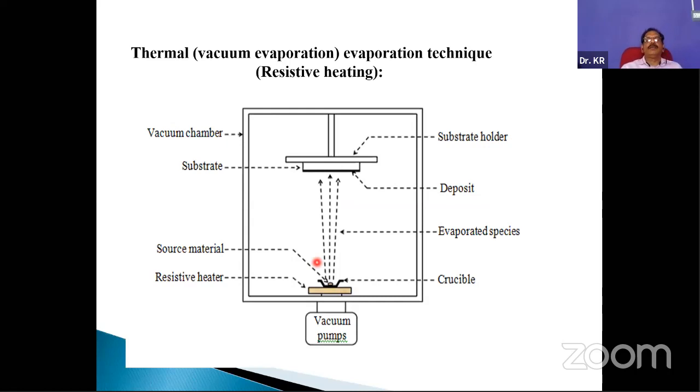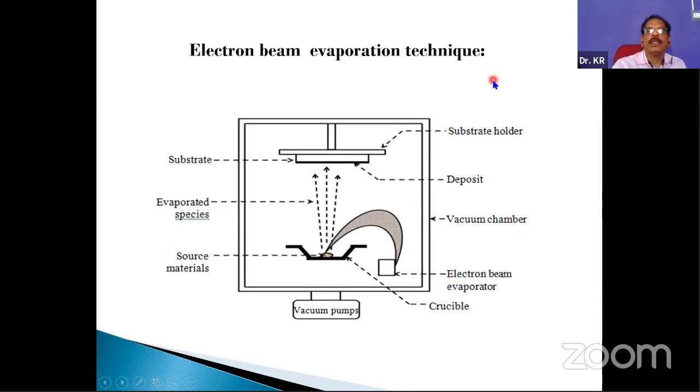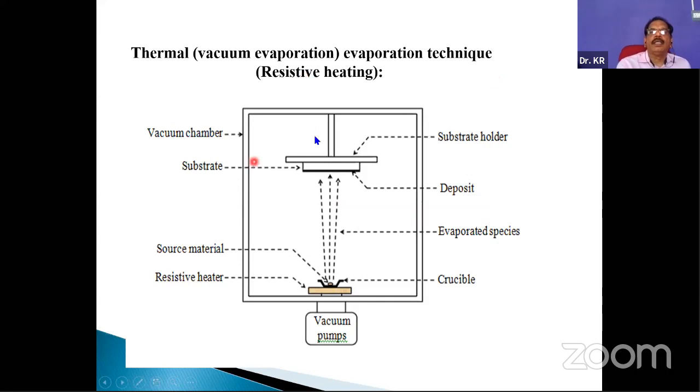Then this is resistive heating, thermal evaporation or vacuum evaporation technique. In this technique, the source is placed at the bottom. In the previous case, the target is placed at the top and the substrate at the bottom. In this case, the source is placed at the bottom and the substrate is mounted at the top on a substrate holder. When high heat energy is applied to the source material, the source material is evaporated and the evaporated species move towards the substrate and are deposited as a thin film.